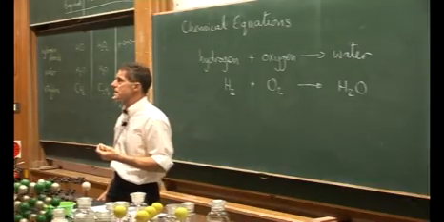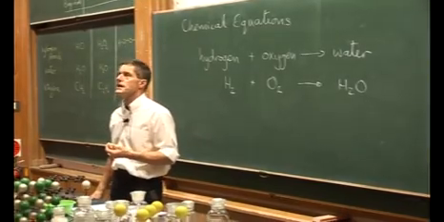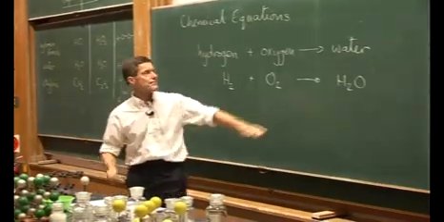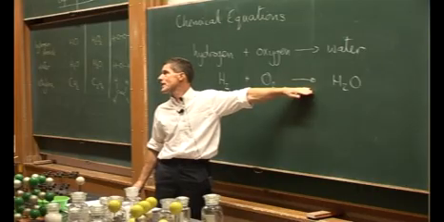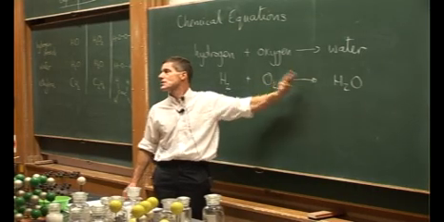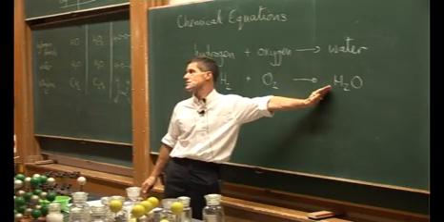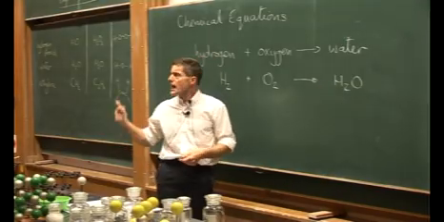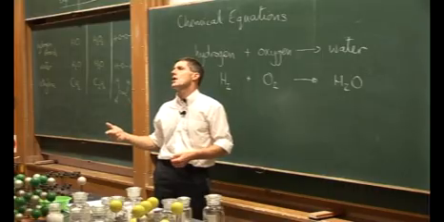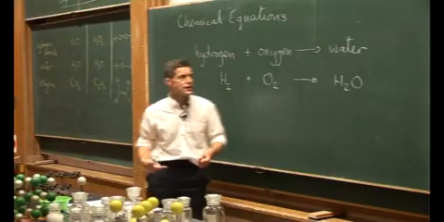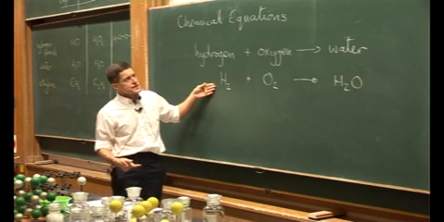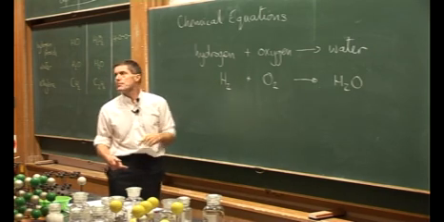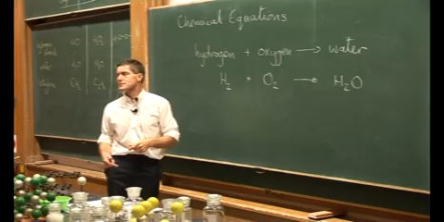If I want to balance a chemical equation, I need to ensure that there are the same types of atoms on both sides of the arrow. And our convention is the arrow indicates reactants on the left, products on the right. So we need the same type of atoms on each side of the arrow, and we also need the same number of each type of atom on each side. So this is an unbalanced chemical equation. Hydrogen looks good, there's two hydrogens on each side, but oxygen is unbalanced.